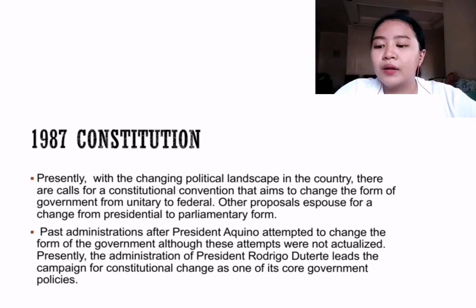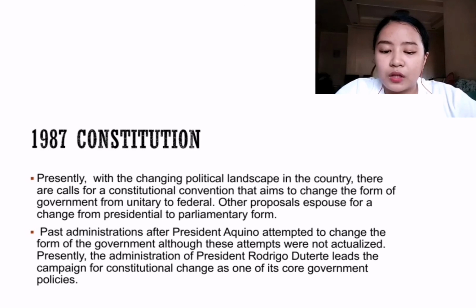Okay, lastly, presently with the changing political landscape in the country, there are calls for a constitutional convention that aims to change the form of government from unitary to federal. Unitary means a system of political organization in which most of the governing power resides in a centralized government, governed as a single entity in which the central government is ultimately supreme. Other proposals espouse a change from presidential to parliamentary form.